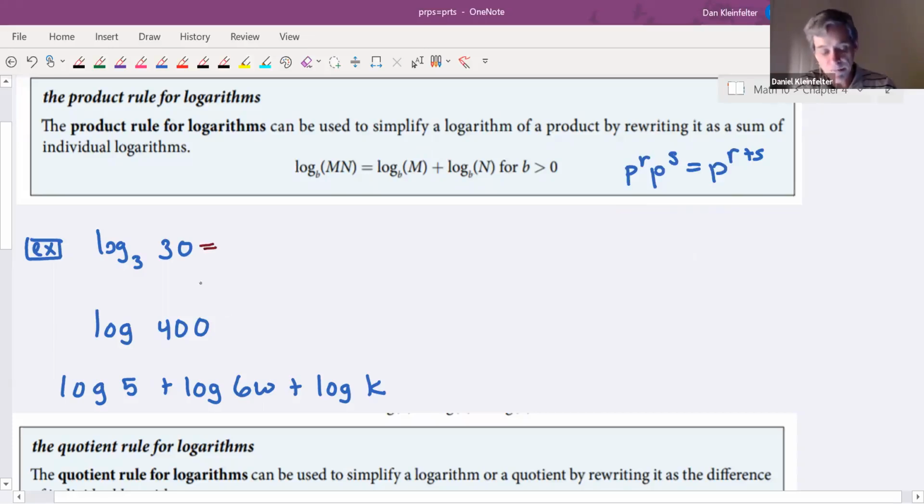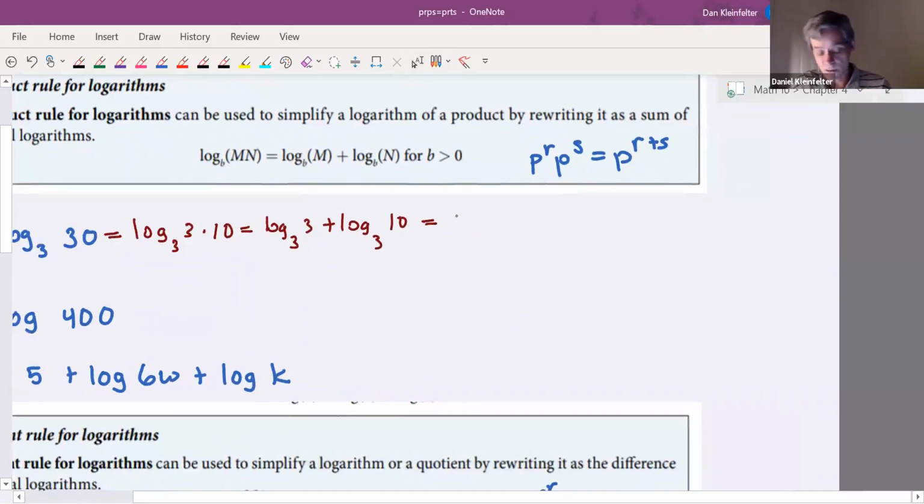So just a couple of examples how we could use this property. So here we have the base 3 logarithm of 30. So I could write the inside as 3 times 10 if you want. And so now we can rewrite that as the base 3 logarithm of 3 plus the base 3 logarithm of 10. So the logarithm of 3 times 10 turned into logarithm 3 plus logarithm 10. And then, of course, we could simplify the base 3 logarithm of 3. That's 1. So we'll have 1 plus the base 3 logarithm of 10.